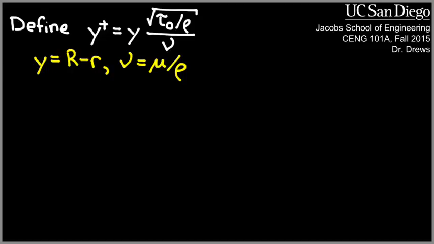So that's how we define a dimensionless location. We also define a dimensionless velocity, and this will be equal to Vx bar divided by that friction velocity, the square root of tau naught over rho.